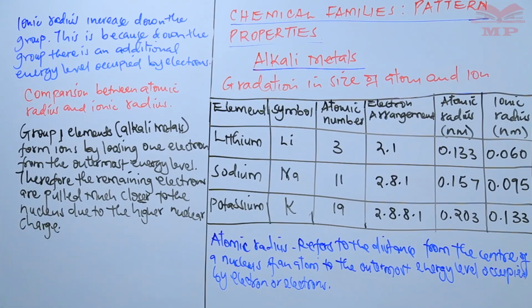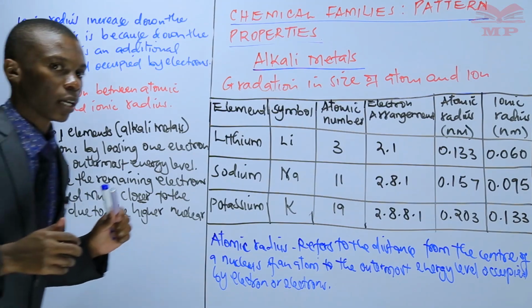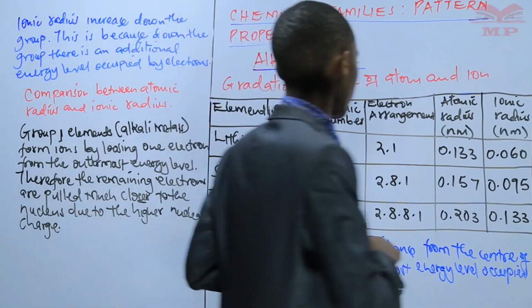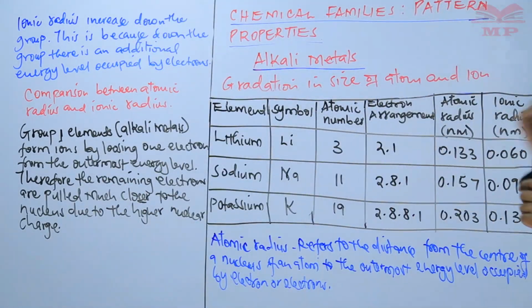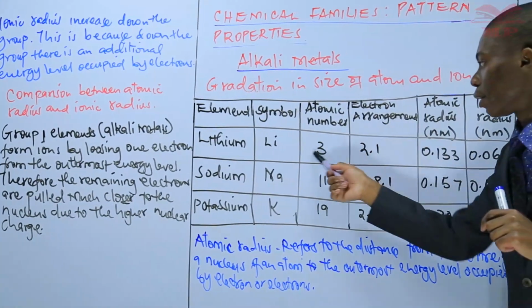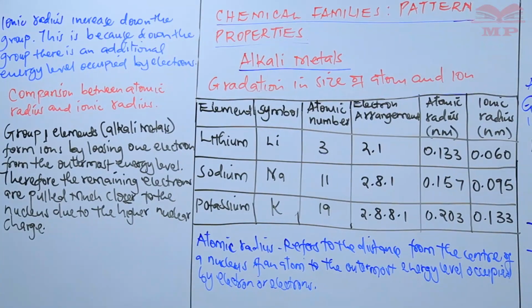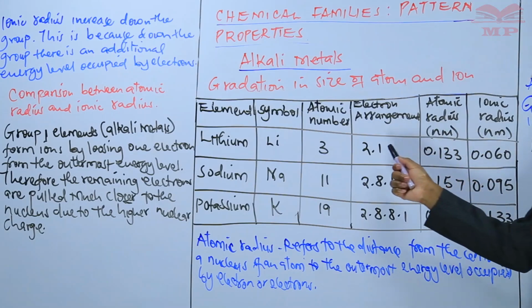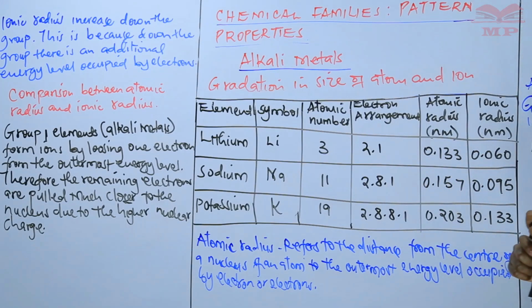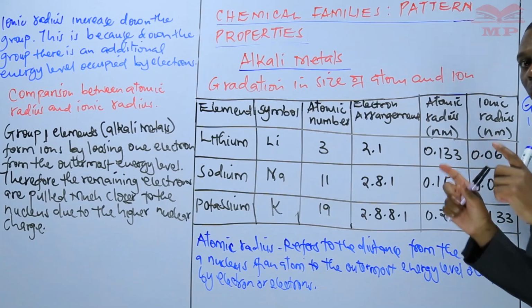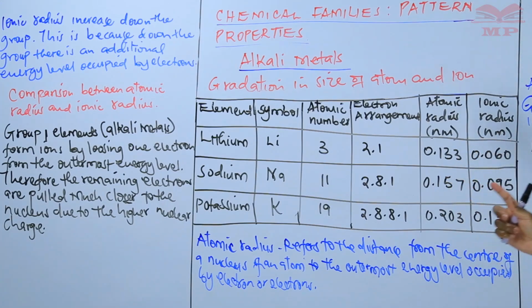So the remaining electrons are pulled much closer to the nucleus due to the higher nuclear charge. What I mean is that the atomic number for lithium is 3. It forms ions by losing 1 electron. Once it loses that 1 electron, 2 electrons are remaining. 2 electrons are now remaining in only 1 energy level.